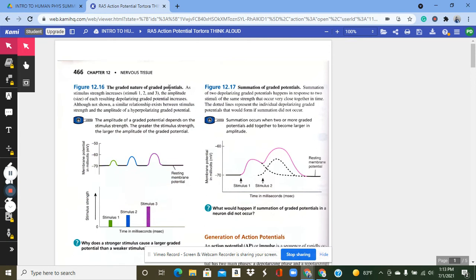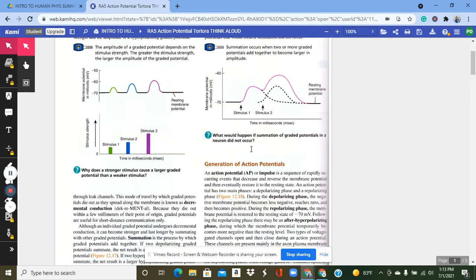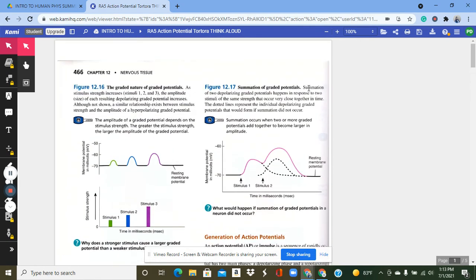The graded nature of graded potentials: as stimulus increases, the amplitude size of each resulting depolarizing graded potential increases. Although not shown, a similar relationship exists between the stimulus strength and the amplitude of a hyperpolarizing graded potential. Summation of graded potentials: summation of two depolarizing graded potentials happens in response to two stimuli of the same strength that occur very close together in time. The dotted lines represent the individual depolarizing graded potentials that would form if summation did not occur. Summation occurs when two or more graded potentials add together to become larger in amplitude.